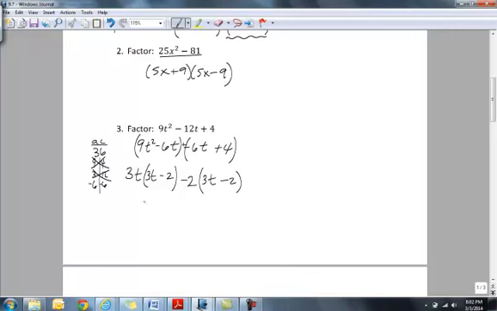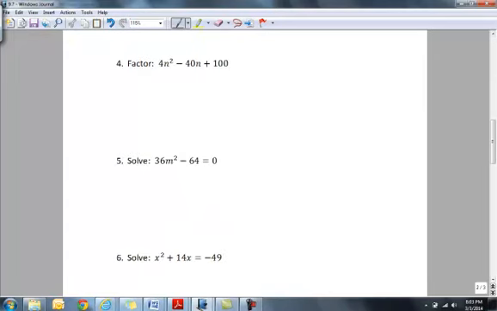Okay, I'm going to factor out the leftovers, so it's going to be 3t minus 2. And look at that, kind of like we saw earlier, the leftovers match the leftovers. So we get 3t minus 2, 3t minus 2. You could rewrite this to be 3t minus 2 squared. All right, moving on. We're going to factor one more, and then we're going to do a few solvings.